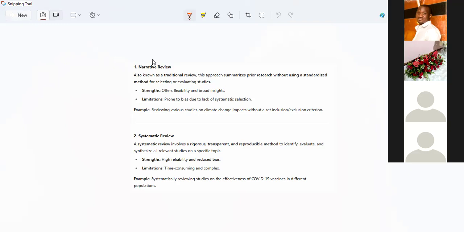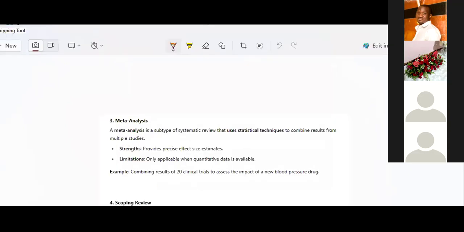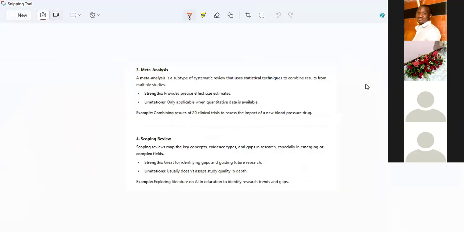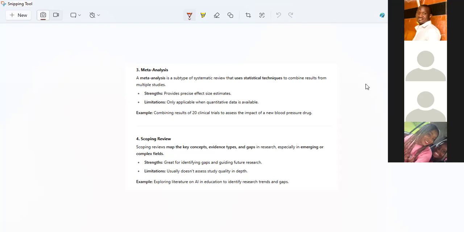So what is involved in the meta-analysis? The meta-analysis is like a subtype of a systematic review, which uses statistical techniques to combine data from multiple studies. Its strength is that it provides precise effect size estimates.